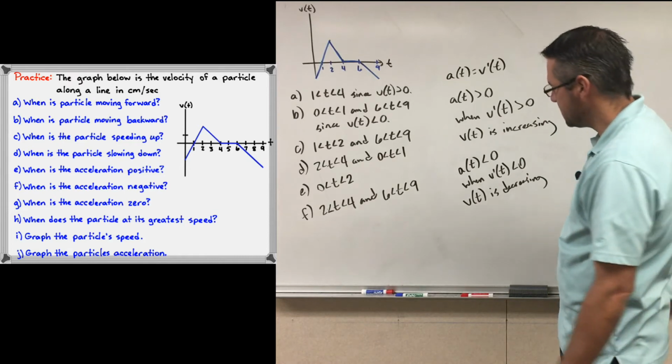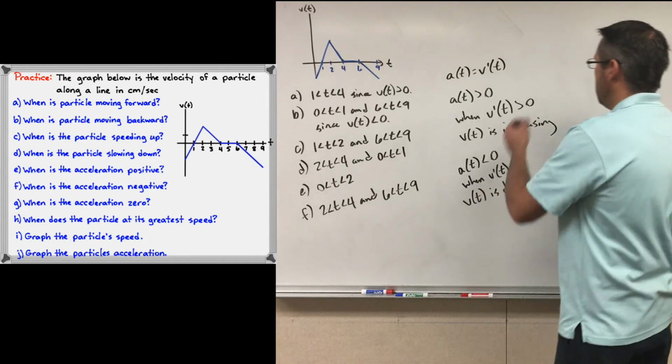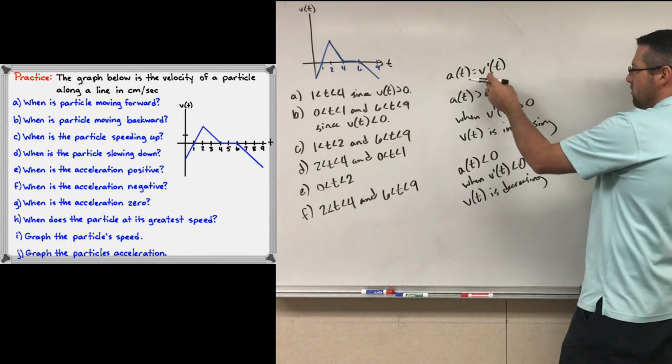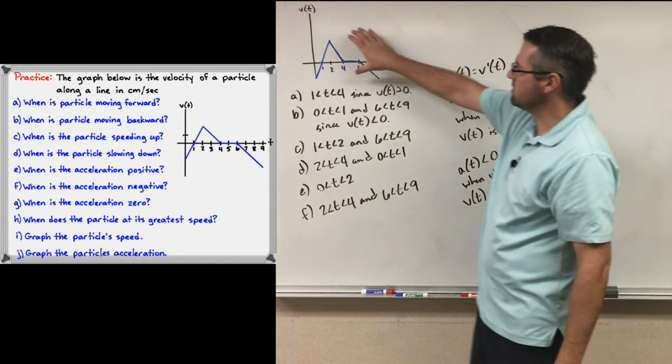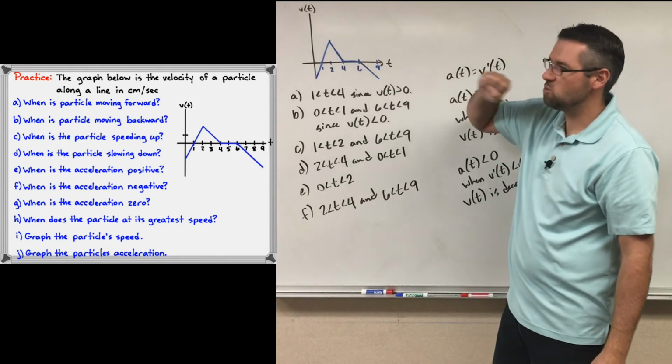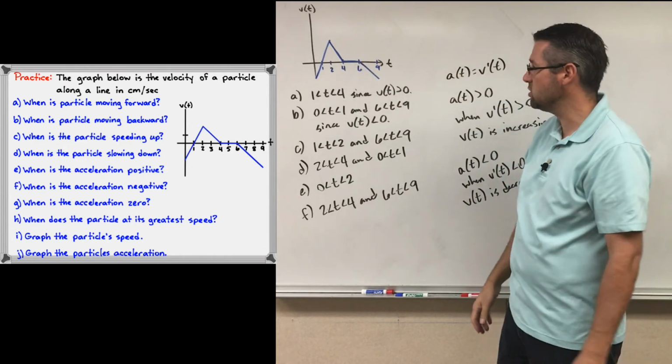G, when is the acceleration 0? Well, again, we're looking for when the derivative of velocity is 0. So when is the derivative of this graph 0? It's when you have a horizontal tangent line.